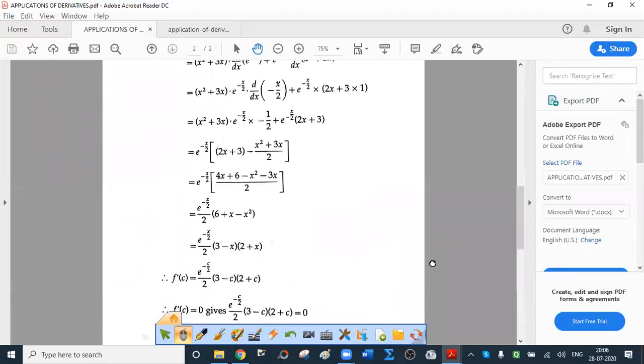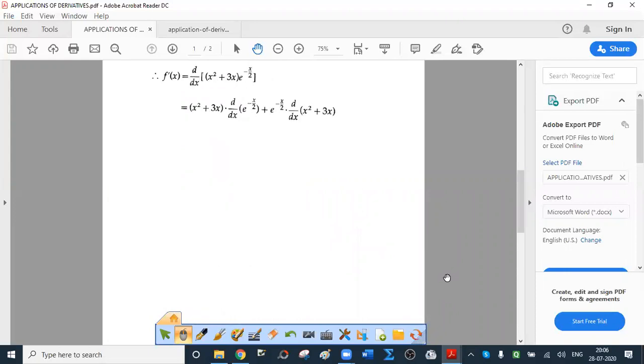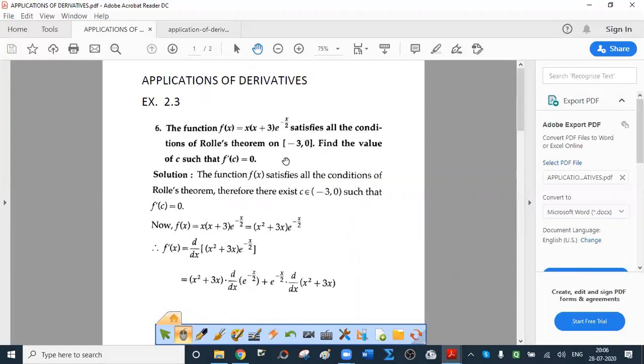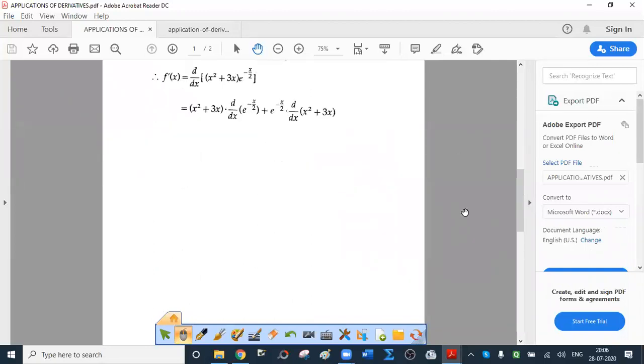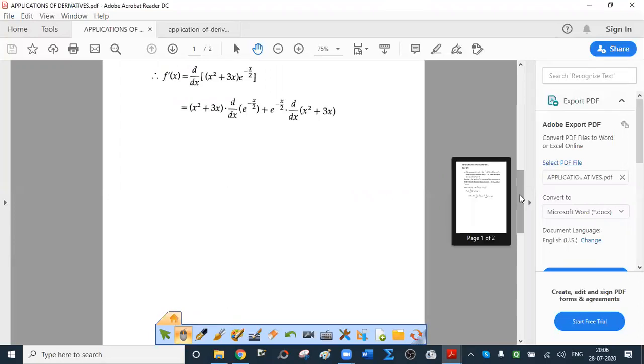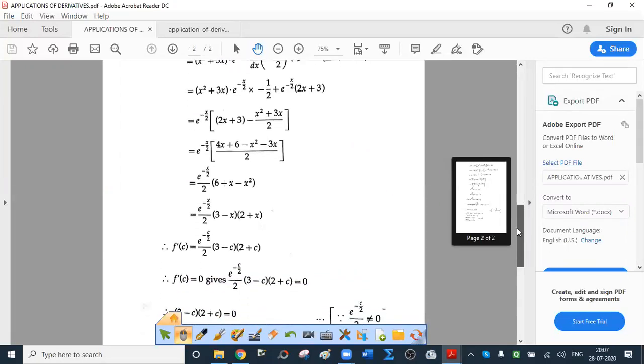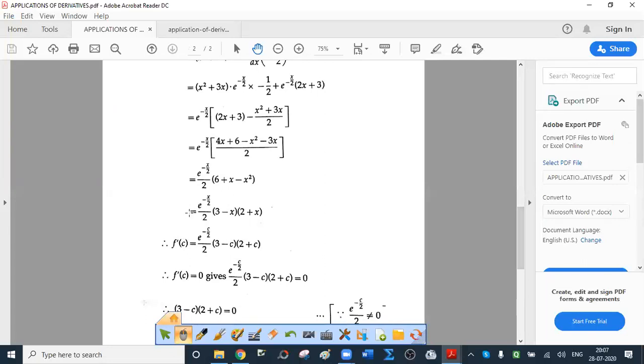In fact, I'll explain this once again. The function satisfies all the conditions of Rolle's theorem on closed interval minus 3 to 0. Find the value of c belonging to open interval such that f dash of c equal to 0. So what is important in this case? The most important thing is to find the derivative, and you have to use the product rule for that. So on simplification, you get f dash of x as what? E raised to minus x by 2 upon 2 into 3 minus x into 2 plus x.